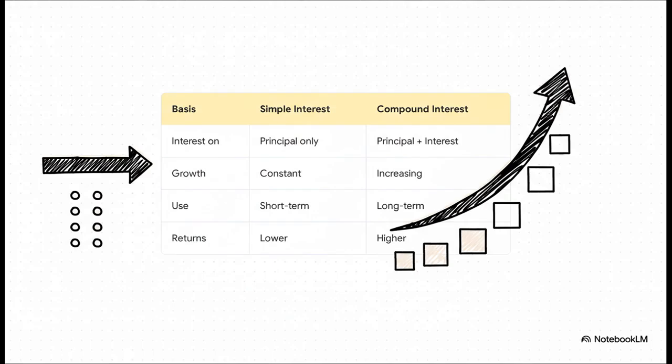This table just sums it all up perfectly. Just look at that row for growth of interest. Constant versus increasing. That is the entire story in just 2 words. One path is a straight, predictable line. The other is an upward curve that just gets steeper and steeper over time.